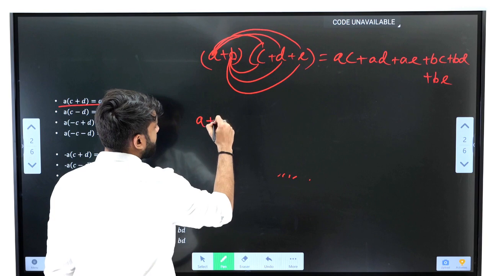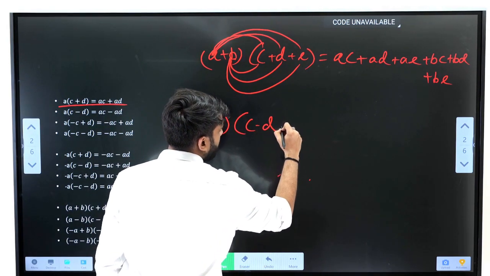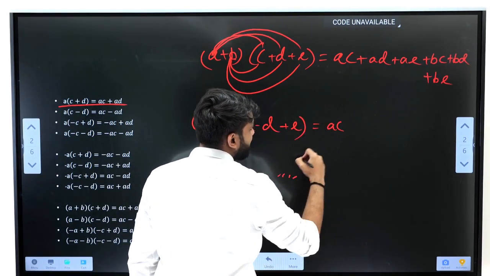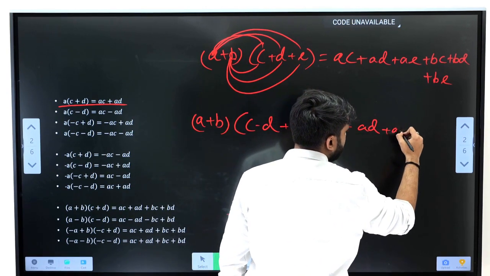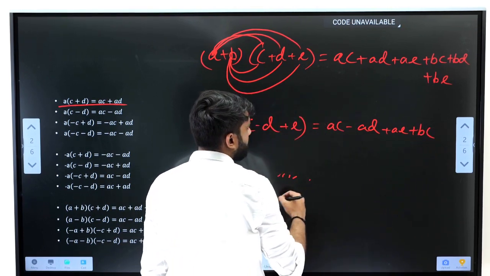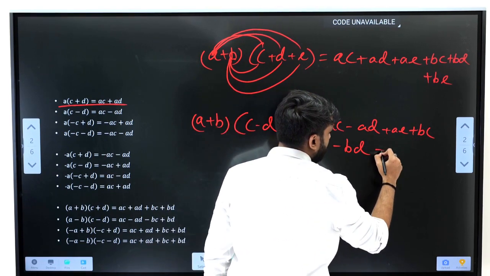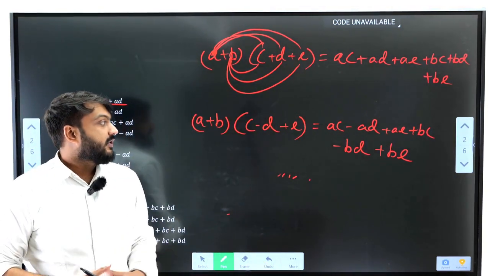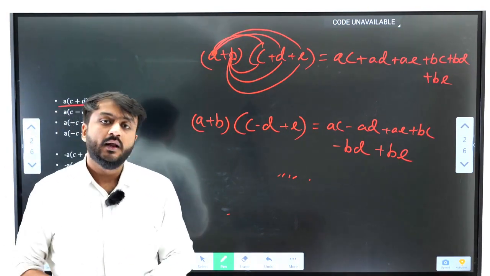Let's take, for example, A plus B into C minus D plus E. Again, the outcome here: A and C both are positive, so AC, but now D is negative, so negative AD. E is again positive, so positive AE. B into C will again give us positive BC because both the terms are positive. B into D will again be a negative BD, and B into E will again be a positive BE. Right? Likewise, if C was negative or E was negative, or either of A or B was negative, then the same rule will apply.